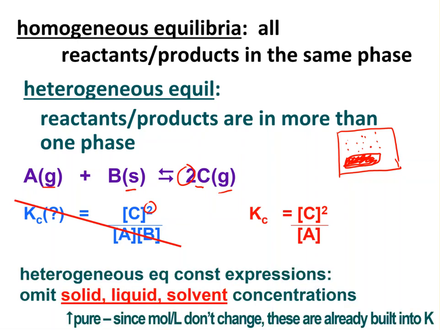So the rule is, you leave out the concentrations of solids, liquids, or solvents. It's because, like I said, their concentrations don't really change during the reaction. They're pretty steady compared to the gases and the solutes in solution. And so they are already built into our constant K.